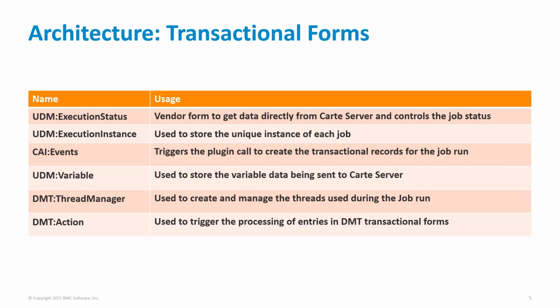Next is DMT:Action. This form is used to trigger the processing of entries in the DMT transactional forms. It communicates directly with the CAI:Events, DMT:ThreadManager, and DMT:Sys:SequencingEngine forms.